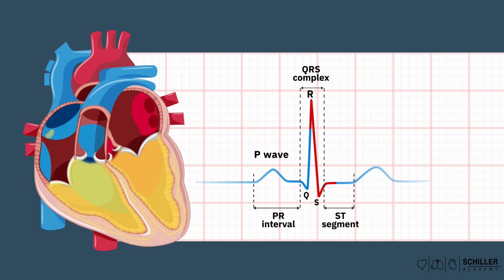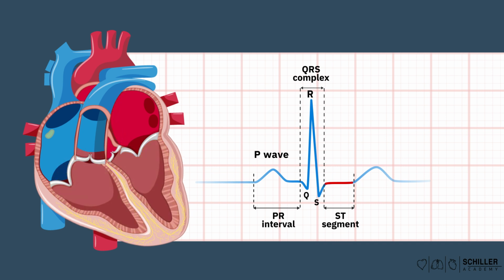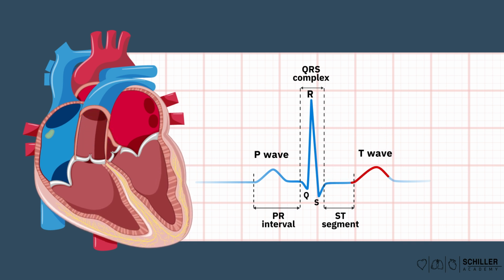During the ST segment, the myocardial action potential remains in a plateau phase, which corresponds to the time when the ventricles contract and push blood out of the heart, the so-called systole. The T wave represents ventricular repolarization, which occurs immediately before ventricular relaxation or ventricular diastole. The cycle repeats itself with every heartbeat.